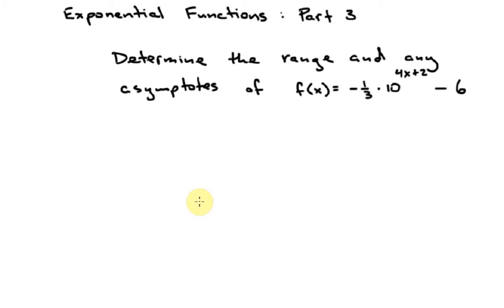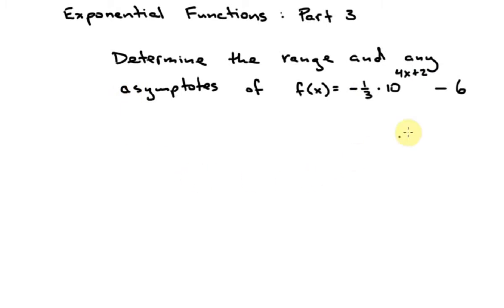This is exponential functions part 3, and it's my last example about exponential functions. So here's one, and it says f of x equals negative 1/3 times 10 raised to the 4x plus 2, and then minus 6. We're not going to graph it, but what we are going to do is identify certain key characteristics, like the range and any asymptotes. Okay, so that's the plan.